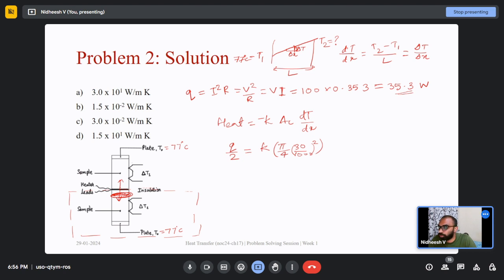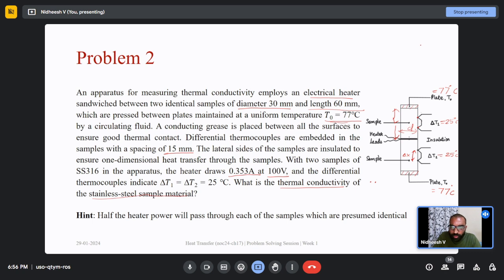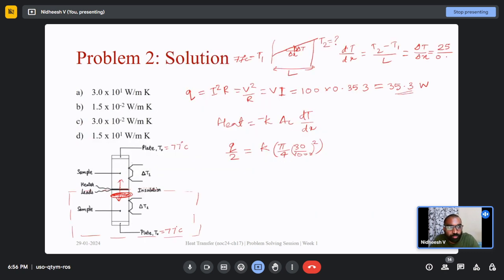Sir, it is mentioned delta T 25 degrees centigrade. Delta T by delta x is this quantity: 25 by 15 mm, 25 by 0.015. I want you to be clear about this part. Why is dt by dx 25 by 0.015? Let me know if that is clear. Think about it.